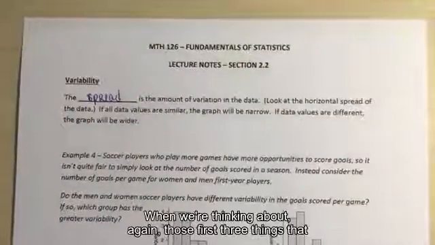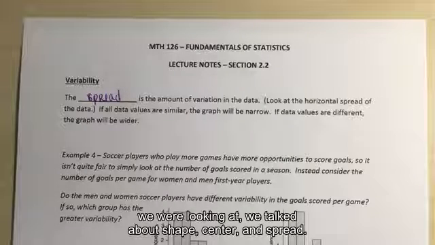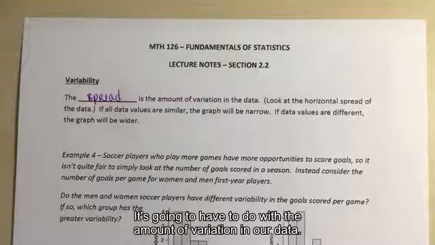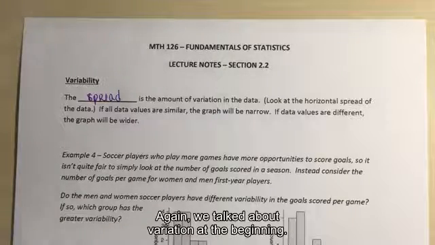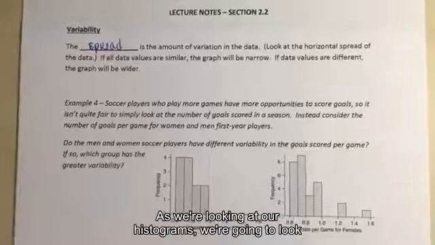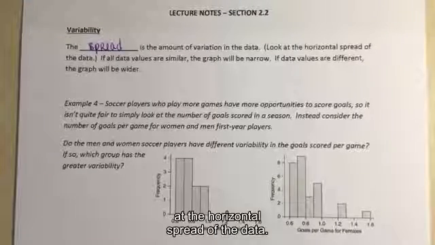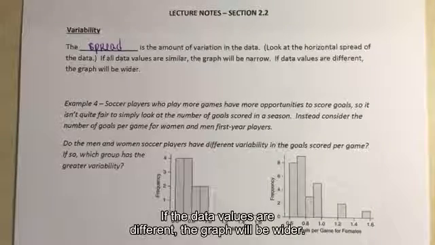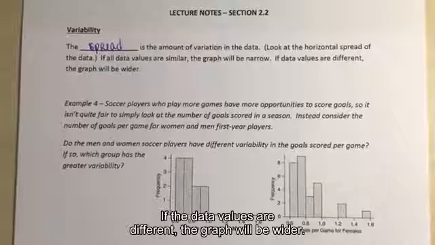All right, so when we're thinking about those first three things that we were looking at, we talked about shape, center, and spread. So spread has to do with the differences in our data, the amount of variation in our data. Again, we talked about variation in the beginning. As we're looking at our histograms, we're going to look at the horizontal spread of the data. How spread out is our data set? If the data values are similar, the graph will be narrow. If the data values are different, the graph will be wider.